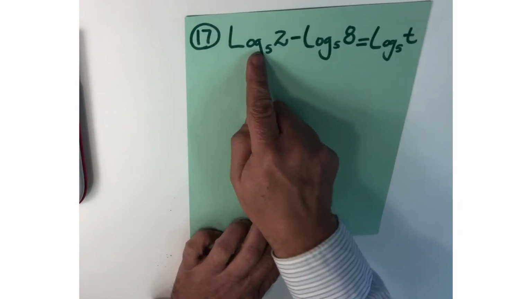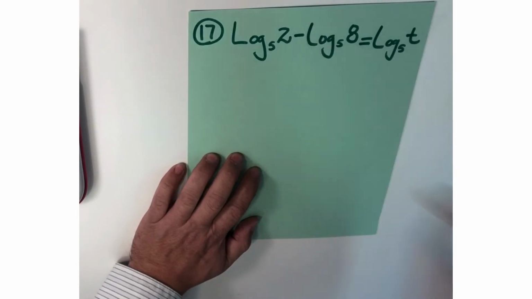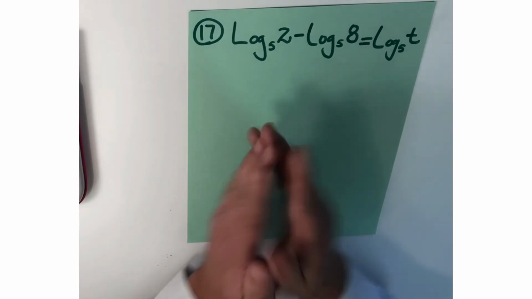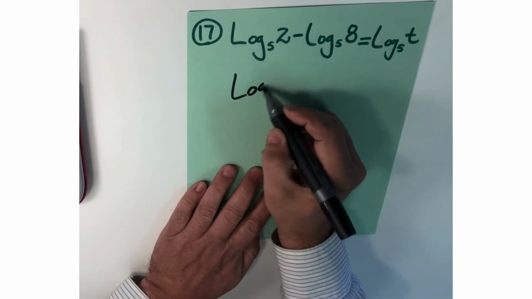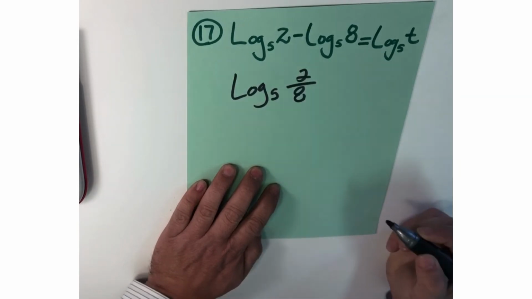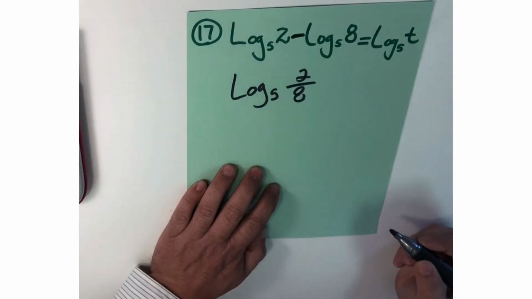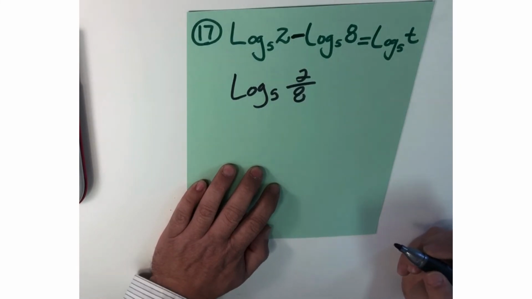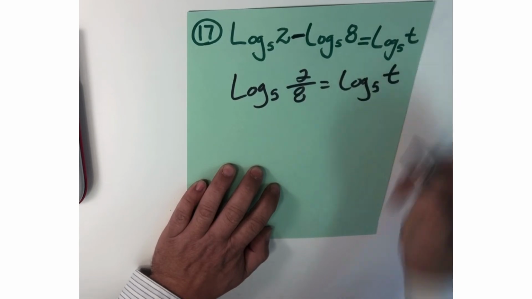So let me look on the left-hand side and let me ask you, what do you do with 2 logs? That's right. You condense them into 1. So let me go back and rewrite this as log base 5 of 2 over 8. Why 2 over 8? Because this is a minus. And when you subtract based on the properties of log, it means that you divide. Is equal to log base 5 of t.